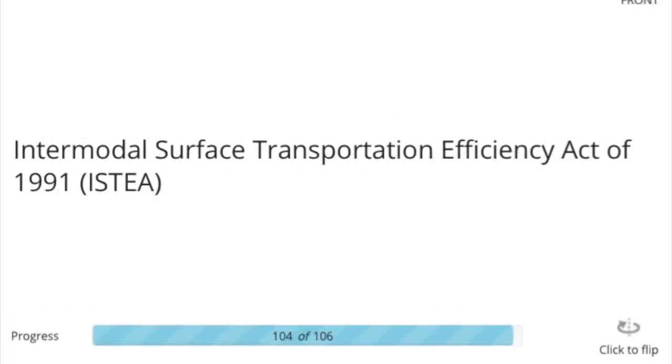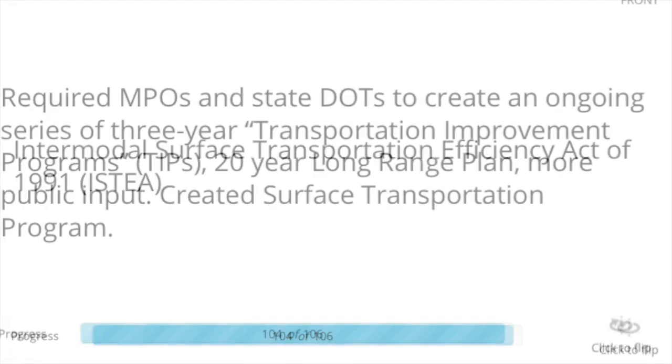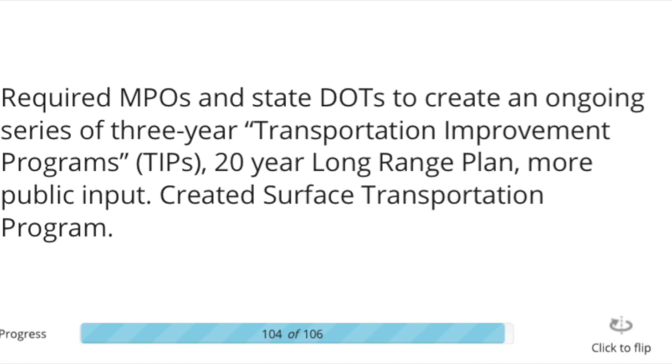Next, in 1991 comes the ISTEA, which is the Intermodal Surface Transportation Efficiency Act. This is quite a mouthful, but it basically takes all those responsibilities we just talked about, makes it a requirement for MPOs and DOTs to do these TIPs every 3 years and to have a 20-year long-range plan on record, and requiring public input. And this also created the Surface Transportation Program, which is STP. Those are grants that are administered to cities or municipalities for roadway construction.